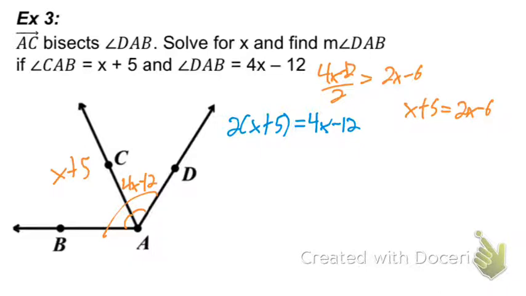Why do you need the parentheses? Because you need to make sure that you're multiplying 2 by the x and by the 5. Because x plus 5 is the whole angle. So you don't just want to double x or 5, you have to double the whole thing. So you have to make sure you distribute to get 2x plus 10.